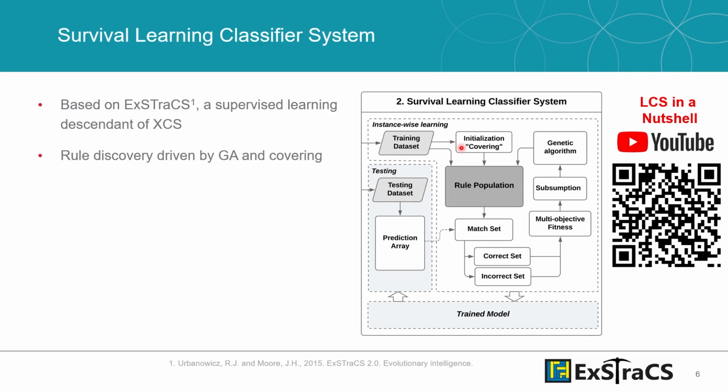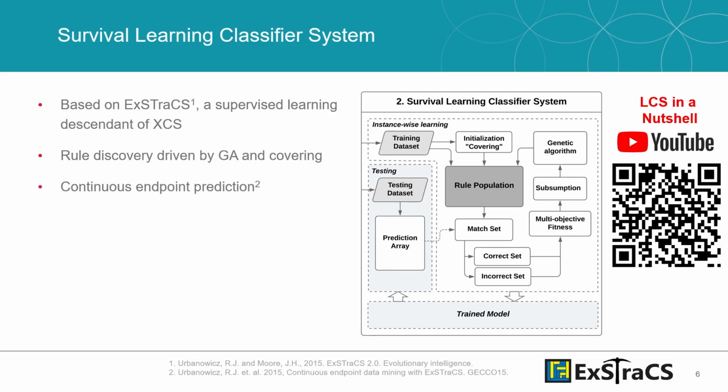Rules are initialized with a covering mechanism, and evolutionary learning cycles follow the flow of forming a match set, separating that match set into correct and incorrect sets, updating rule performance and fitness, applying subsumption as a generalization pressure, and discovering new rules with the genetic algorithm, selecting parents, and applying crossover and mutation to discover newer and better rules. If you want to learn more about what makes learning classifier systems different from other standard genetic algorithms, check out this video we put together called Learning Classifier Systems in a Nutshell.